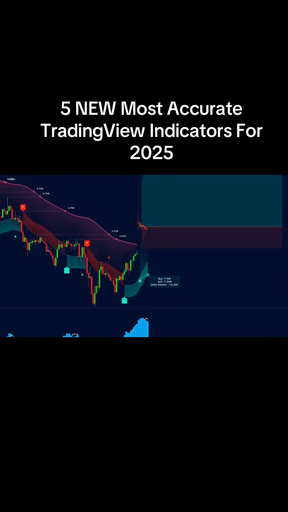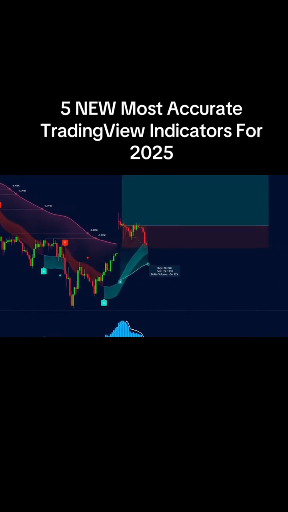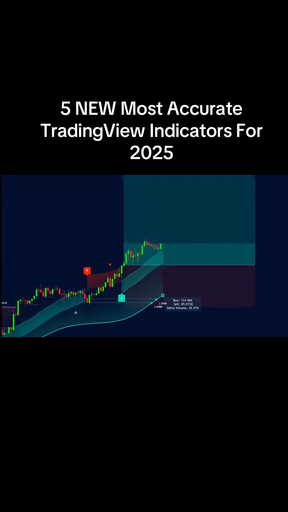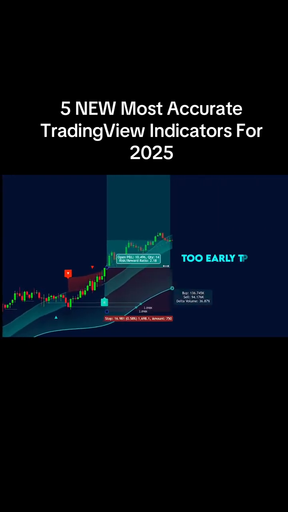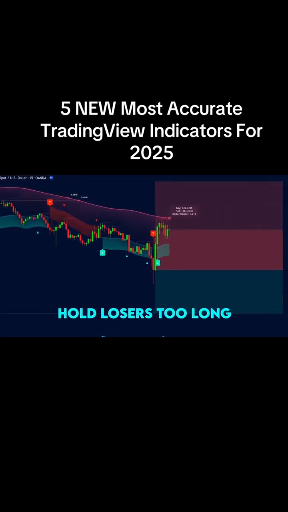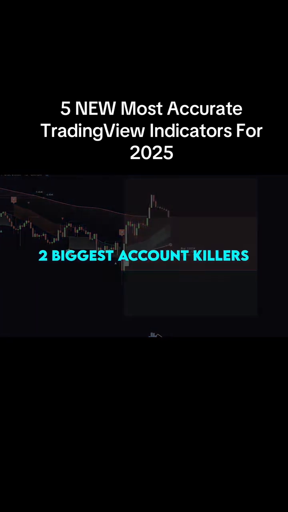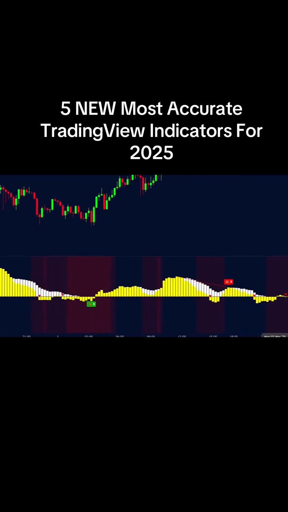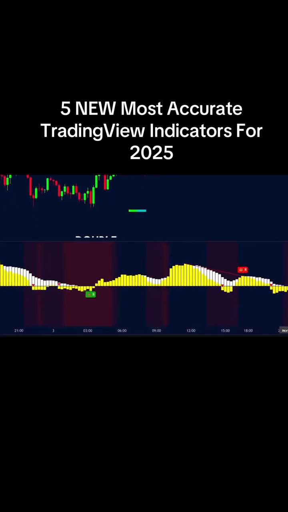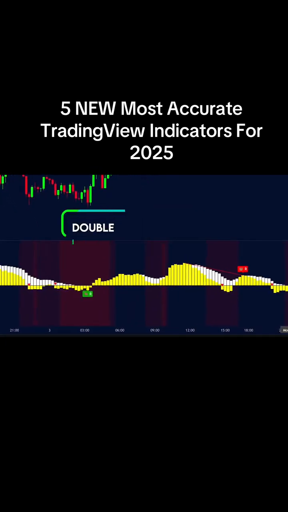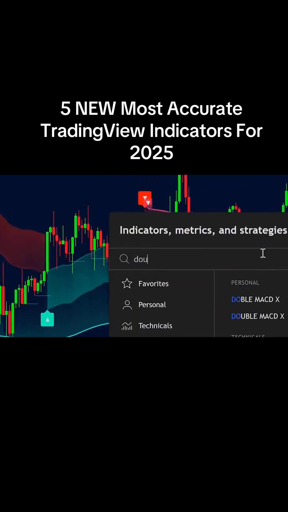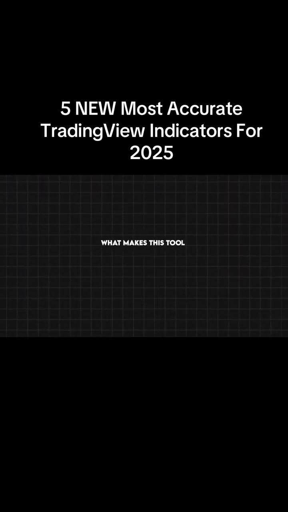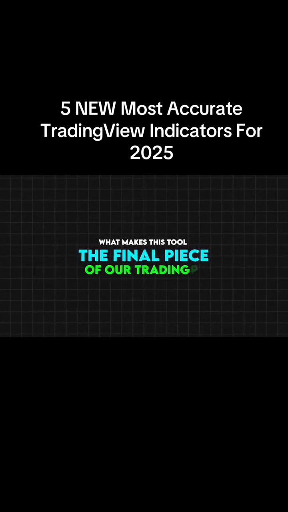But even perfect entries can become losing trades without proper management. Without systematic exit rules, emotions will creep in, causing you to take profits too early or hold losers too long. The two biggest account killers in trading. This is precisely why we complete our system with our fifth and most powerful indicator, double MACD buy sell. Head over to TradingView and search for double MACD buy sell by Dread Blitz. Let me show you what makes this tool the final piece of our trading puzzle.